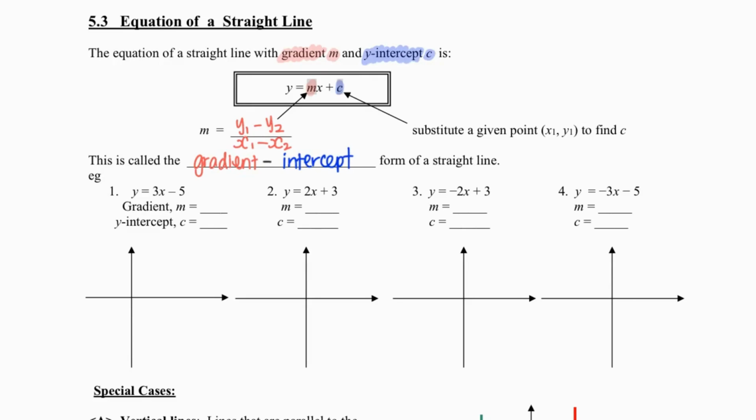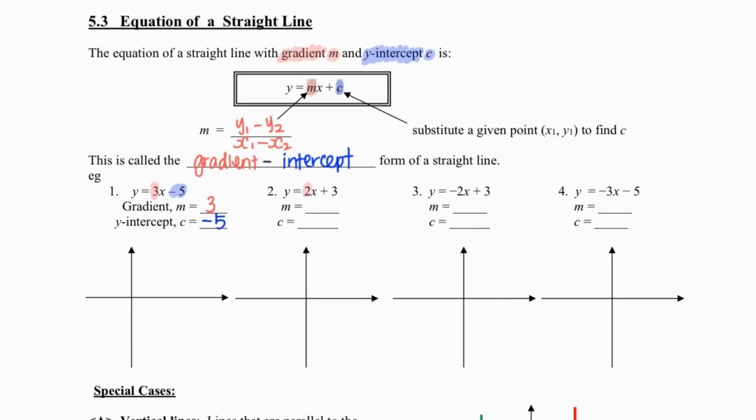So come. Since you are given y equals 3x minus 5, what is the gradient? Yeah, pretty straightforward, huh? 3. The y-intercept is not 5, it is negative 5.